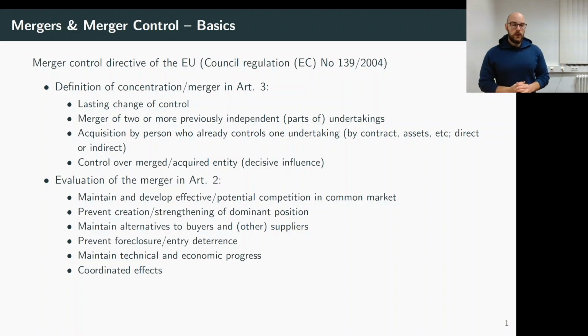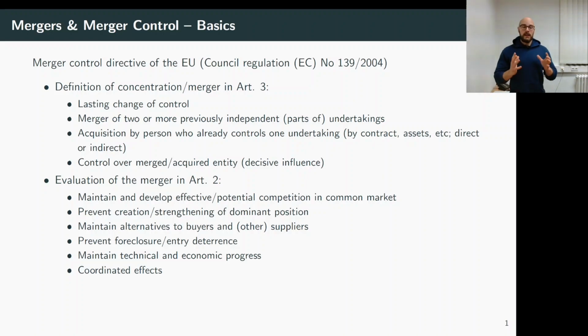Then in Article 2, we have the evaluation of the merger. From an economic policy perspective, we want to maintain and develop effective competition and potential competition in the common market of the European Union. We want to prevent the creation or the strengthening of a dominant position of the involved firms. Pretty clear. If we take out a competitor, the firms in the market basically become more dominant, and we want to avoid that, which doesn't mean that a merger always creates these negative effects. That's something we are going to be analyzing.